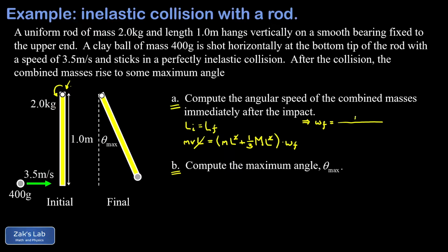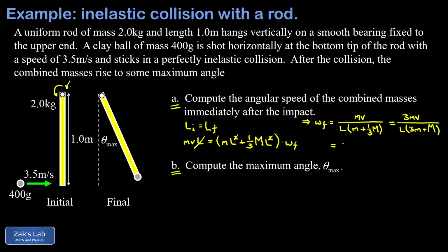So omega final is going to be mv in the numerator, and then we have to divide by this term in parentheses. So while I'm doing that, I'm going to go ahead and factor an L out of that term. And so I end up with L times little m plus 1/3 big M. Now there's one more thing that's nice to do here algebraically before we put numbers in. I'm going to get rid of the complex fraction. So I'm going to multiply the top and bottom by 3. And so I get a 3 little mv divided by L times the quantity 3 little m plus big M.